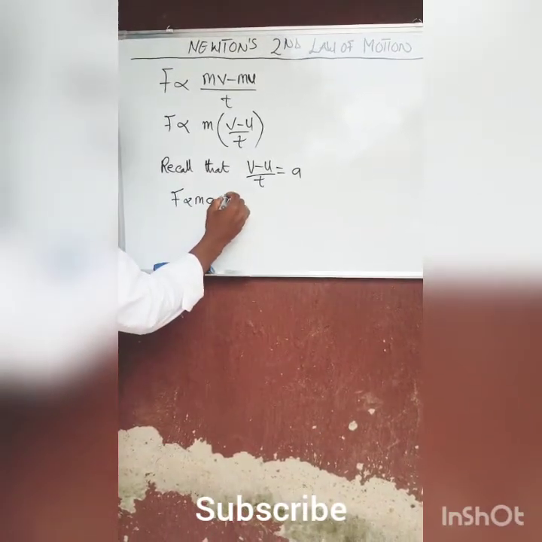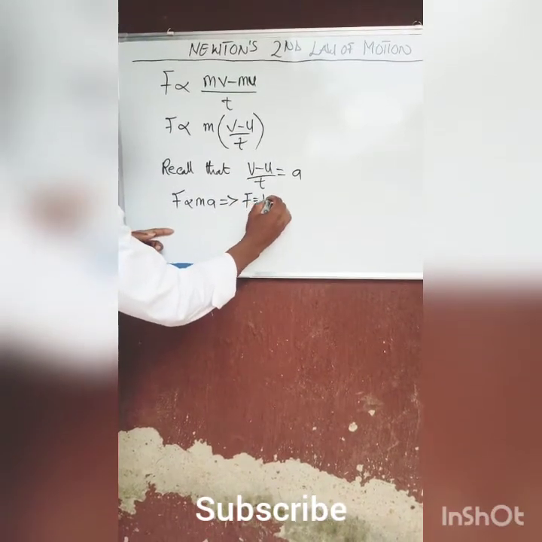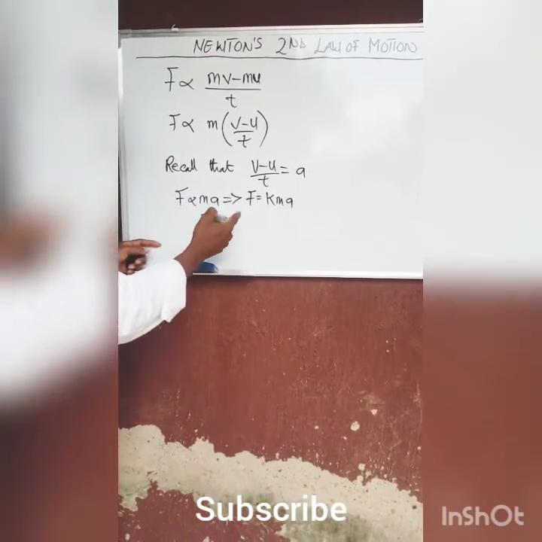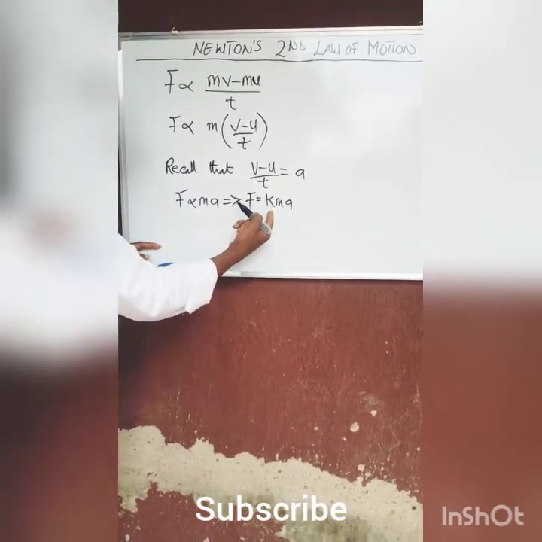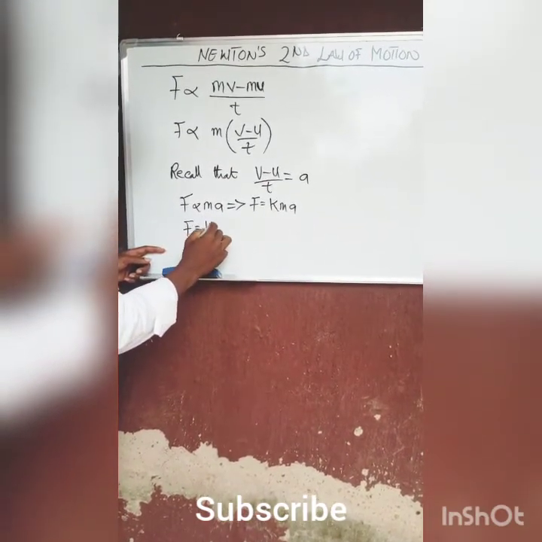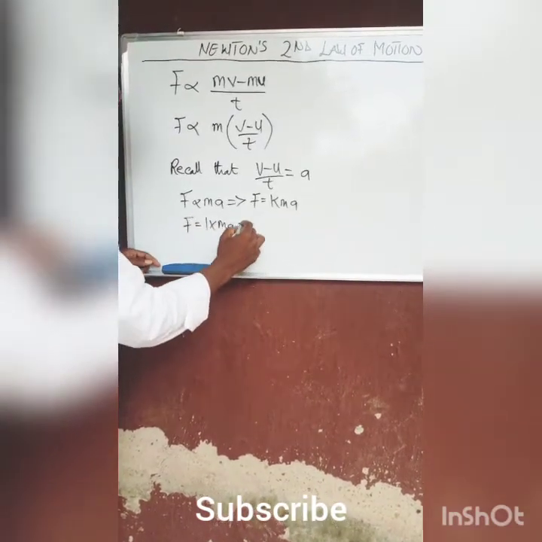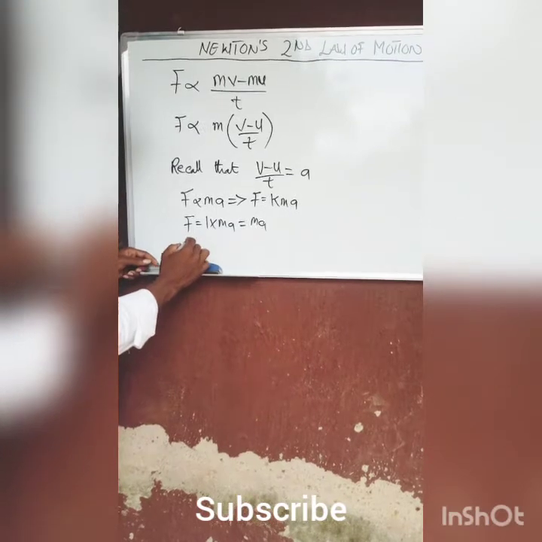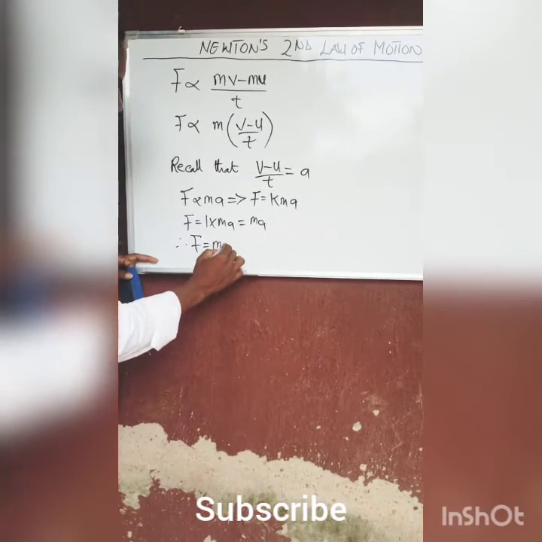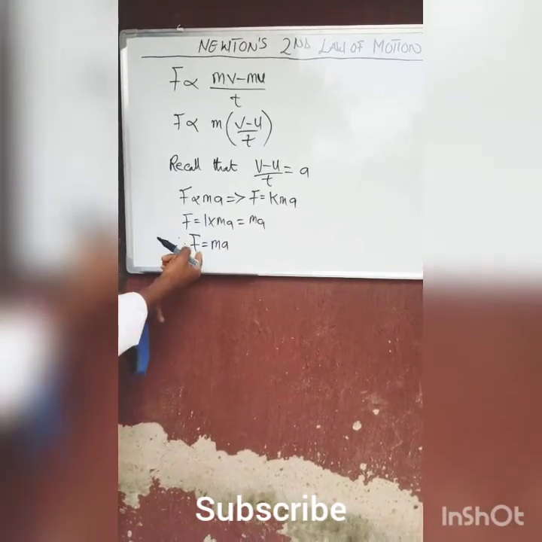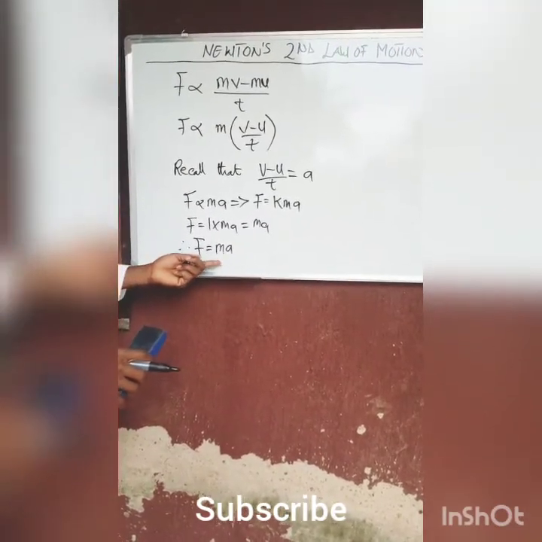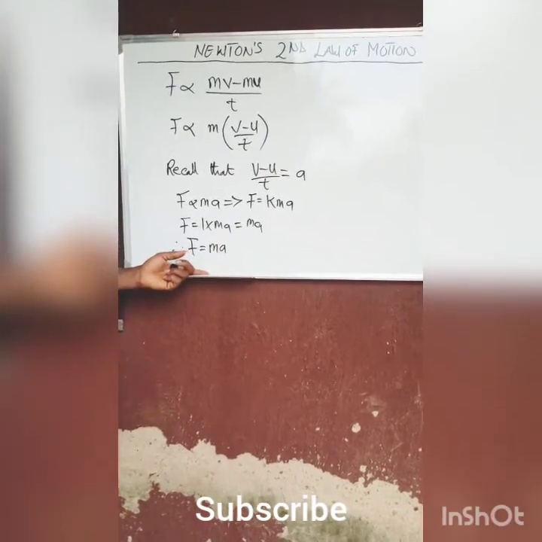This will imply that F is equal to kma. But conventionally, the unit of force is chosen such that k is equal to 1. So we can now have that F is equal to 1 times ma, and then it is equal to ma. Therefore, force is equal to mass times acceleration. This is where Newton's second law of motion presents to us force as a product of mass and acceleration.